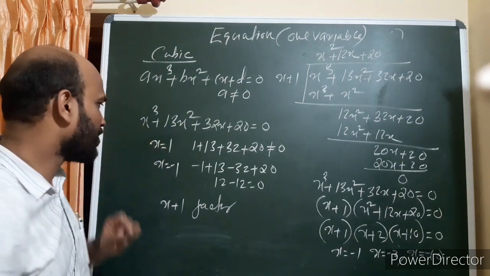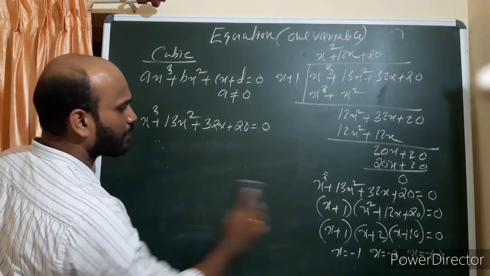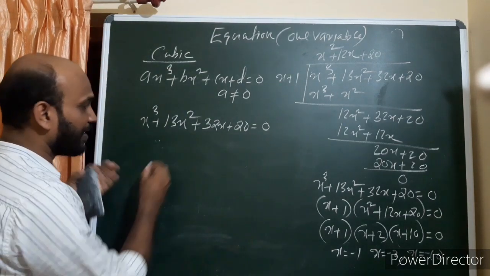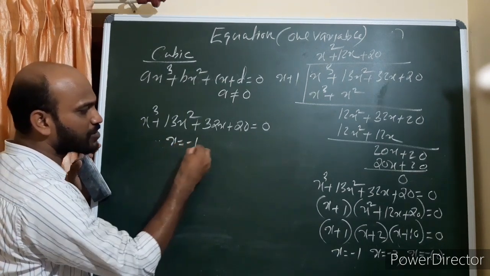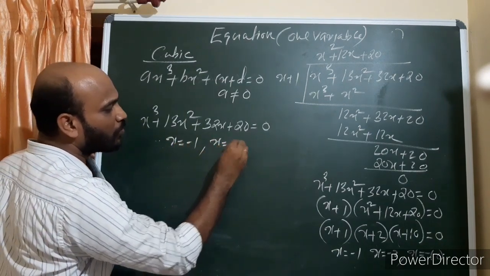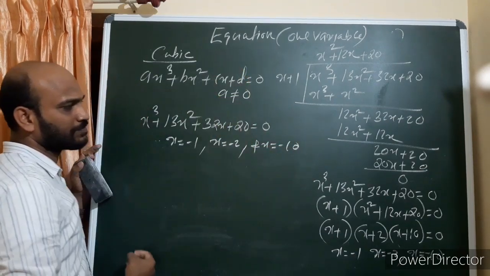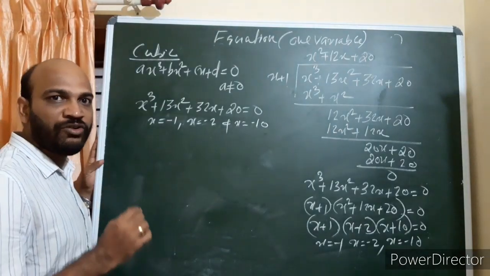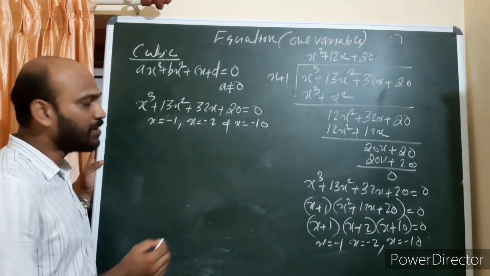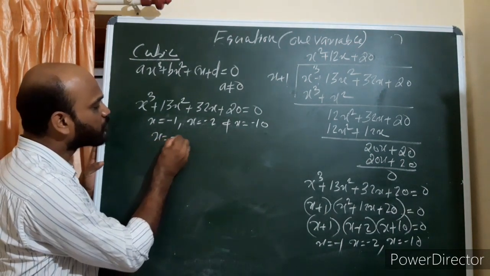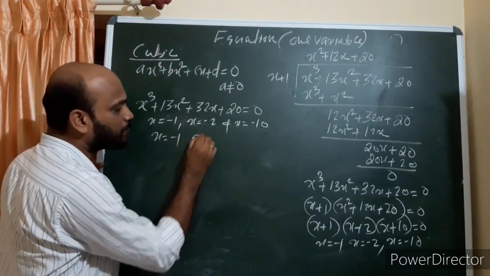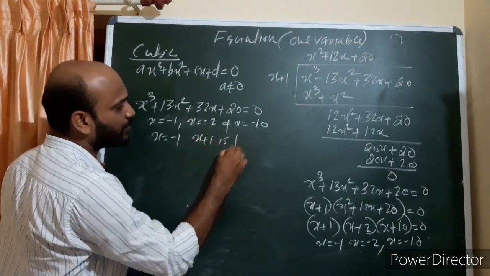Now I will tell a super simple method for solving this cubic equation. I will take the same equation. Just note down the answer. Answers are x equal to minus 1, x equal to minus 2 and x equal to minus 10. So one root you have to find by the trial and error method. You know that x equal to minus 1 is one root, so x plus 1 is a factor.